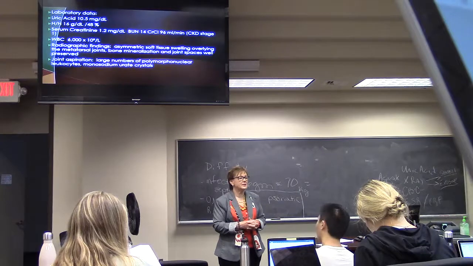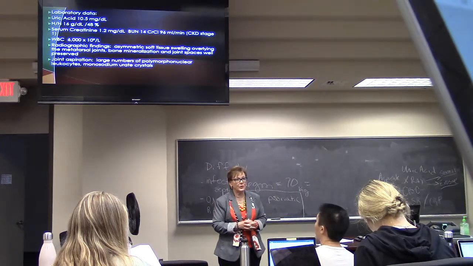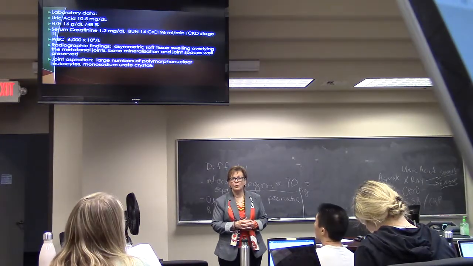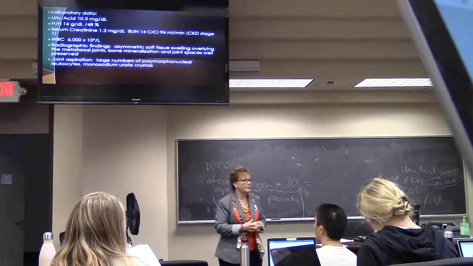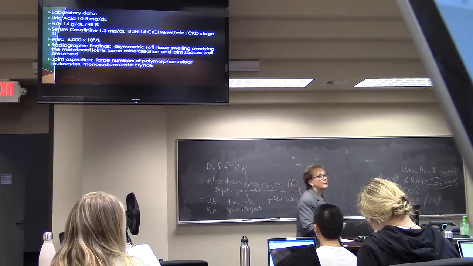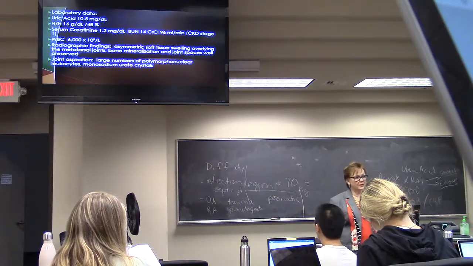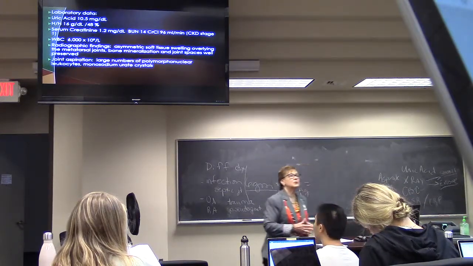His white blood cell count is 6,000, is that anything to worry about? No, what's usually normal? It'll depend on your lab, but what would be a normal range? 4 to 8, 4 to 10, so he's within normal range.